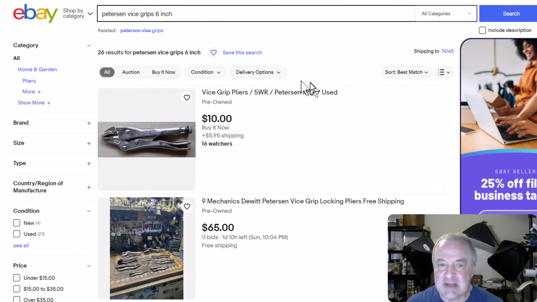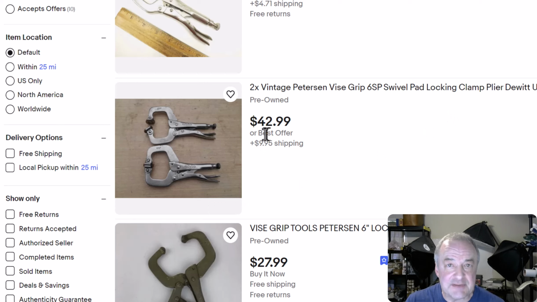All of these are meaningless. Nothing here means anything to me. Yes, it's Peterson, the company. Yes, they're vice grips, but they're not doing me any good because these are what they're selling for right now. Someone is asking $42.99 for this pair of 6SP C-clamp vice grips. That doesn't mean it's worth $42.99. It doesn't mean this will ever sell at that price. This is what someone is asking. I don't care what they're asking. I want to know what they sold for recently.